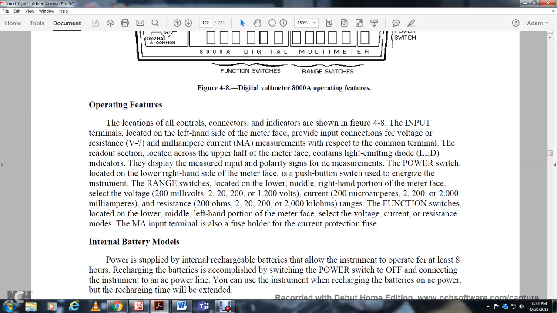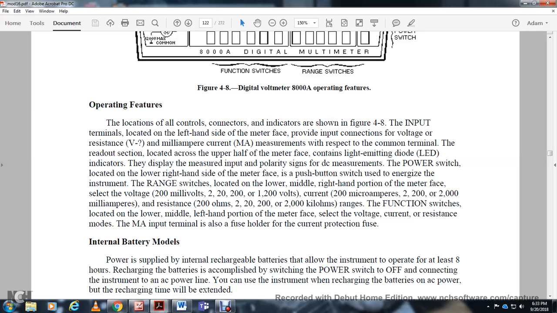The operating features, location of all of the controls, connectors, and indicators are shown in figure 4A. The input terminals are located on the left side of the meter, provided for input connections for voltage, resistance, and milliamp measurements, with respect to the common terminal. The readout section is located in the upper half of the meter face, containing light emitting diodes that display the measured input with the polarity sign for DC measurement. The power switch is located on the right side inside the meter face, a push down switch.